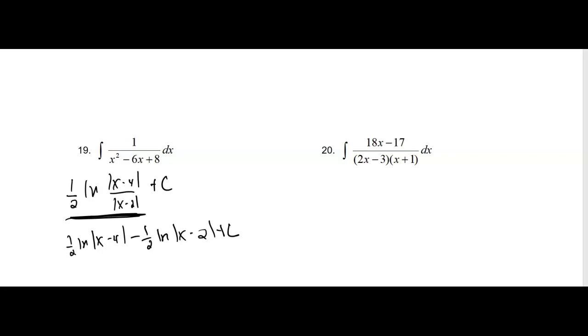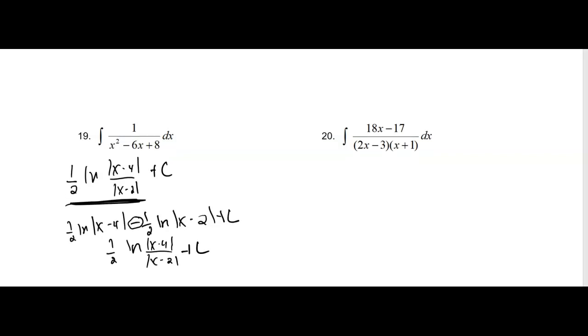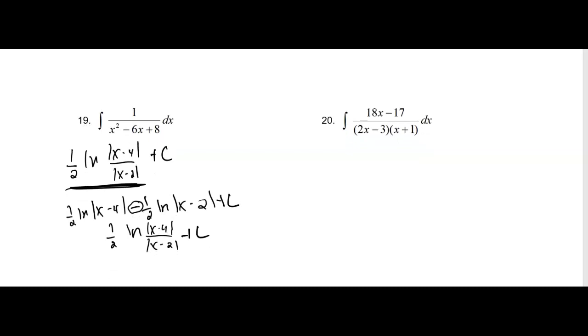Not necessarily something you would have to simplify, but if you did, we would have to recall that if I am subtracting 2 natural logs, I can create 1 natural log if I divide their composites. So that's how we ultimately get to that simplified answer. 20, though, I do want to go through.